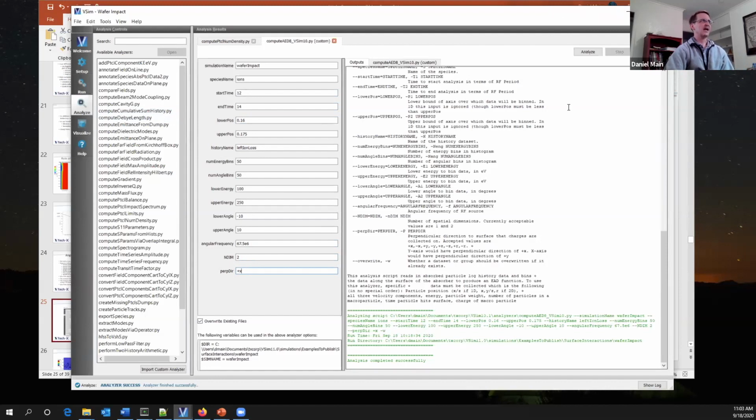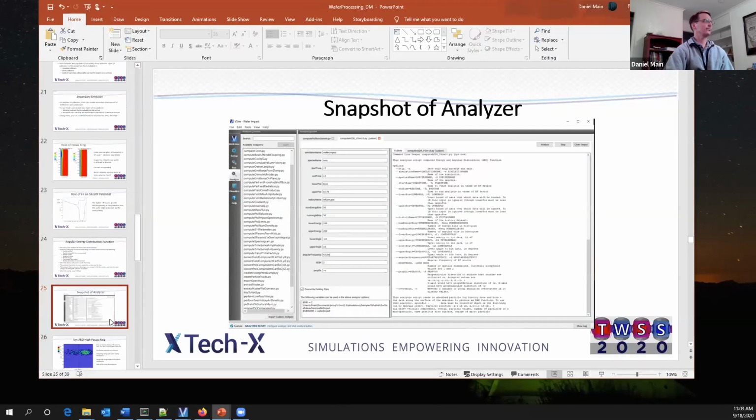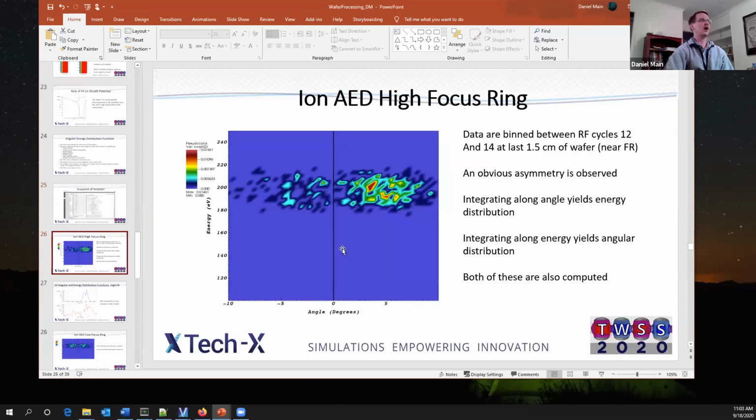Or I'm sorry, this analyzer, which will be coming out with VSim 11. And then this is the result of the high focus ring. So this is energy on the vertical scale, angle on the horizontal scale.